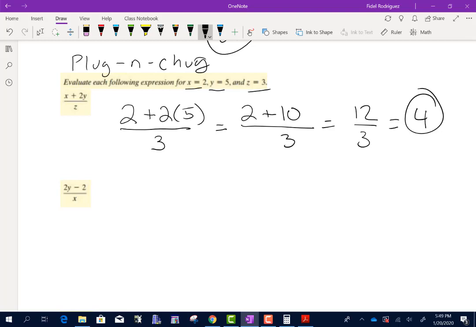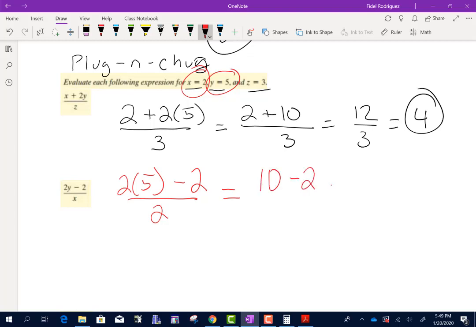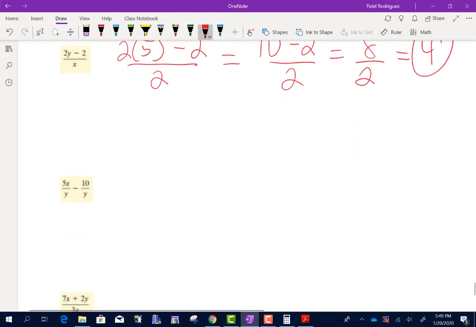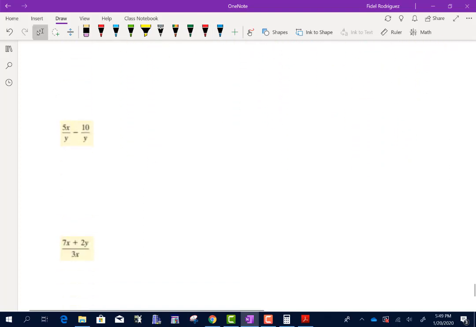Alrighty. So for the next one here, it says 2y minus 2 over x, okay? So again, I don't want to forget here that y is 5 and x is 2. So 2, y is 5, and x is 2. Okay. So let's take care of the top first. 2 times 5 is 10 minus 2. 10 minus 2 is 8. The bottom is 2. 8 divided by 2, also 4, right? Okay. And just a couple more.